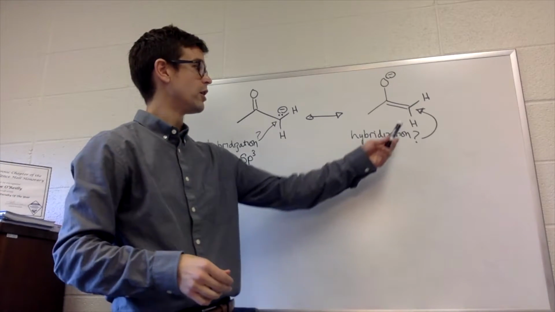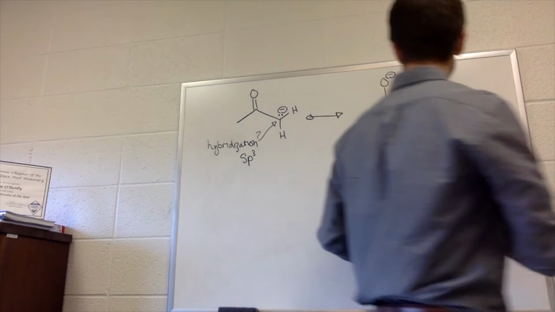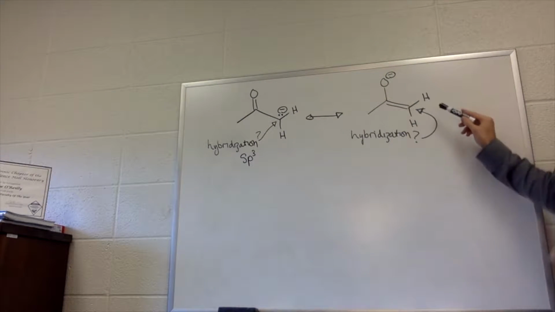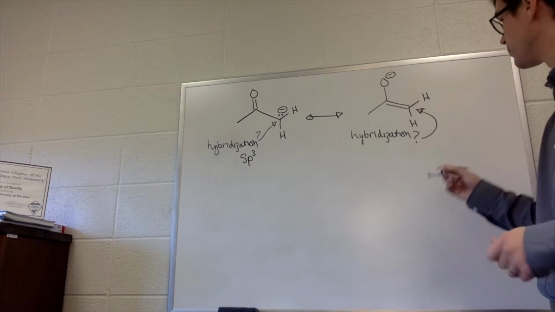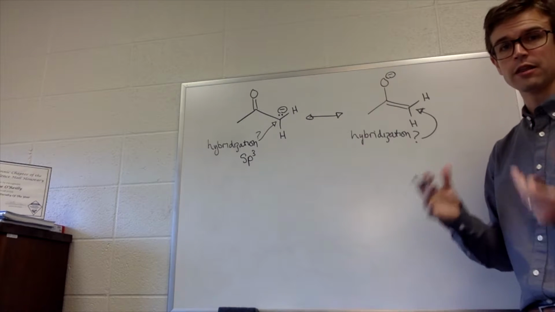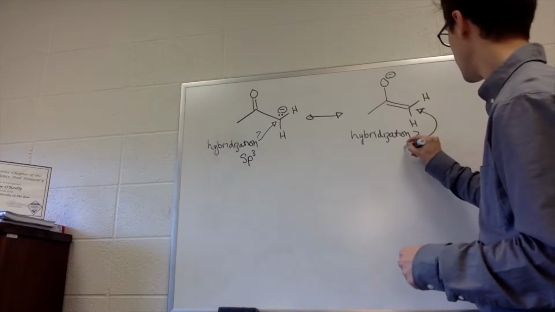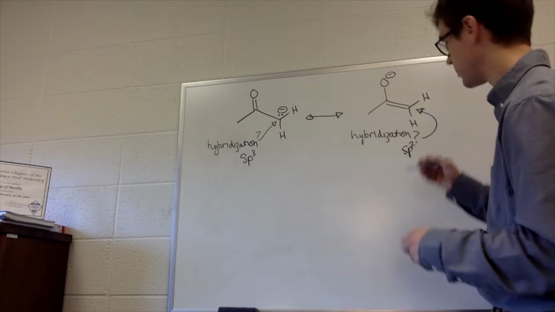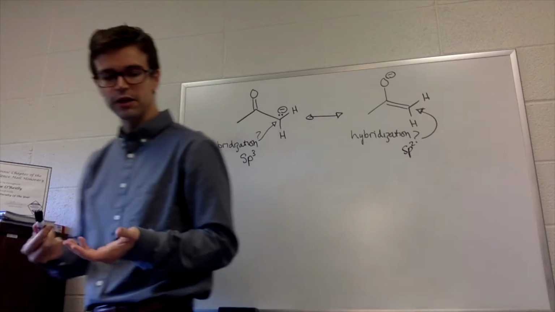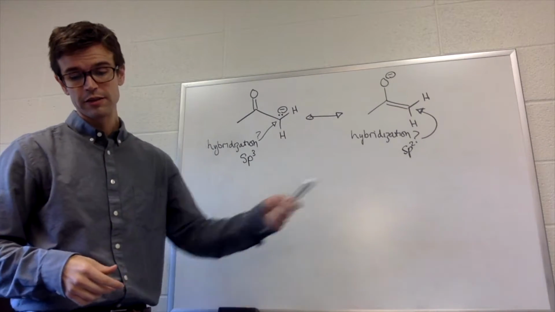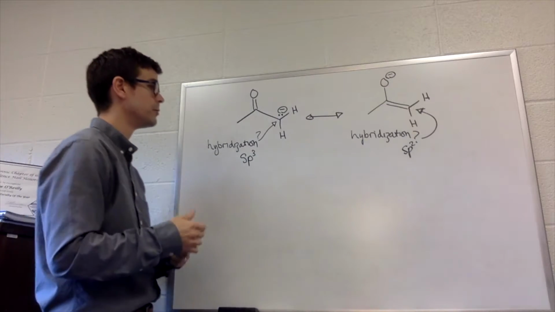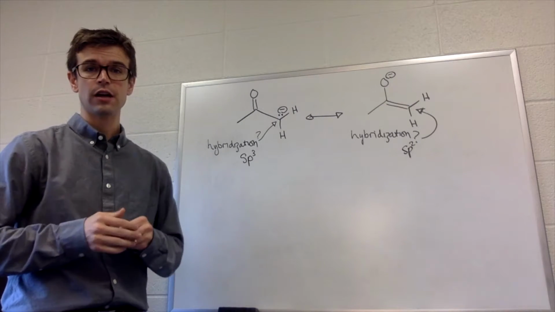What about over here? Well, in this structure over here, the groups include a hydrogen and a carbon. Only 3 groups. 3 groups require 3 hybrid orbitals, which would be sp2 hybridized. So we have a little bit of a contradiction here. This one says it's sp3, this one says it's sp2. So what is the answer?